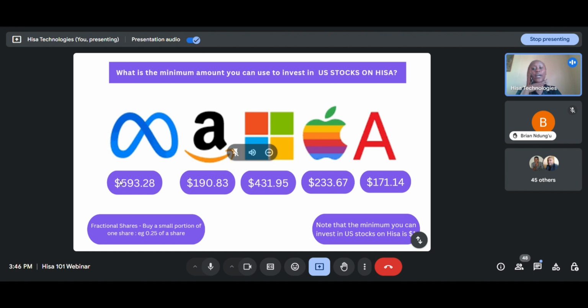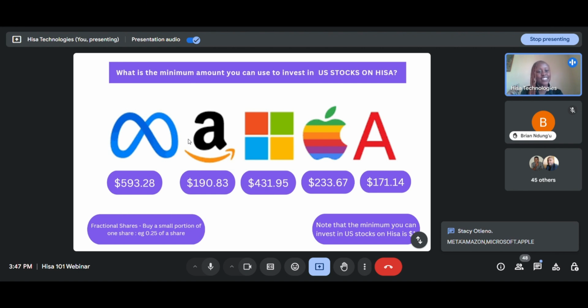Now, we can see an array of US stocks. Let's play a game. If you know the names of these stocks, unmute your mic. So the first one, this blue icon, if you know the name, Dixon says Meta. Yes, Meta is the parent company of Facebook. So if you use Facebook, this is your chance to own a piece of it.